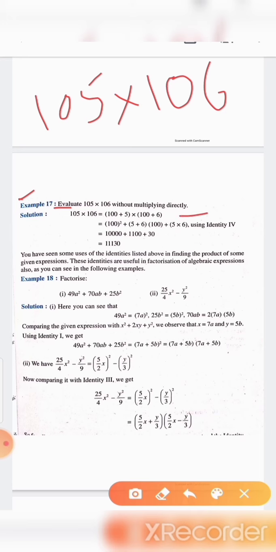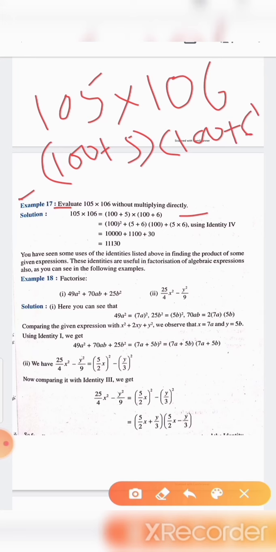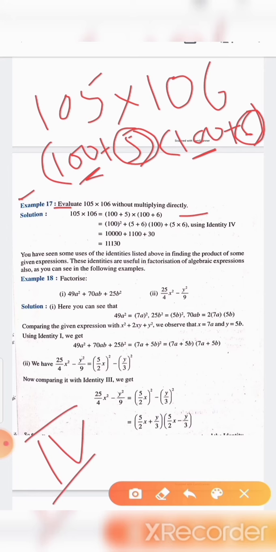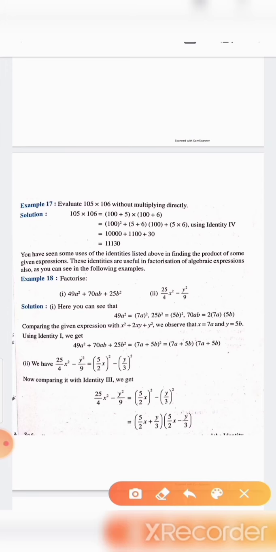We have not directly multiplied. We first convert this into digits in the number, for which we use our identity. First, 105 is near 100 plus 5, and 106 means 100 plus 6. The first term is equal, and the other term is unequal. It means here we use our identity number 4. So multiplying 100 into 100, we get 100 square.